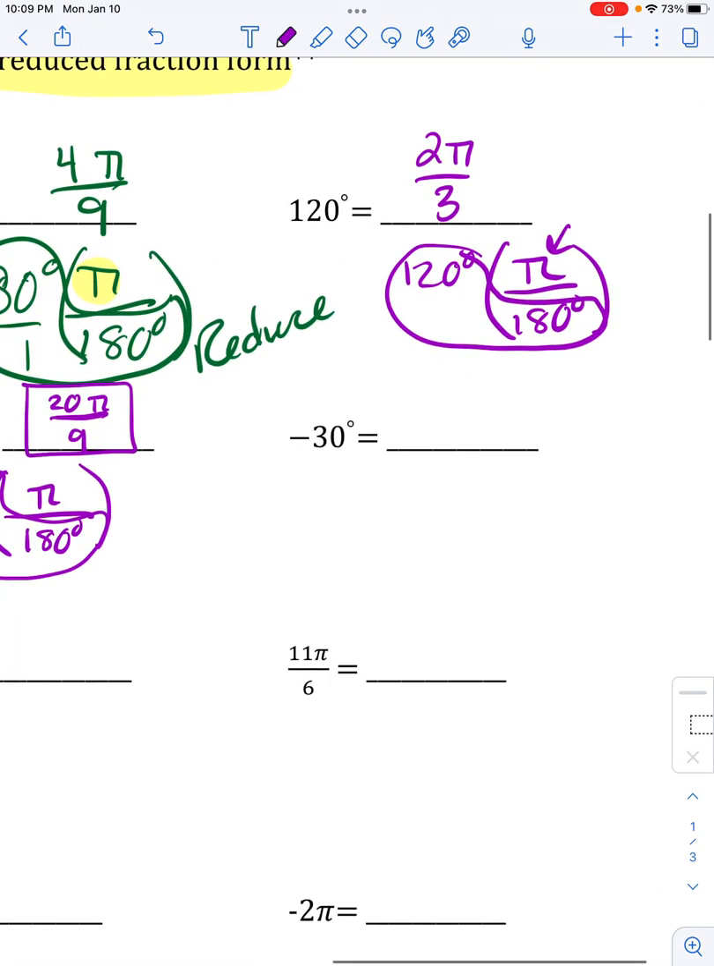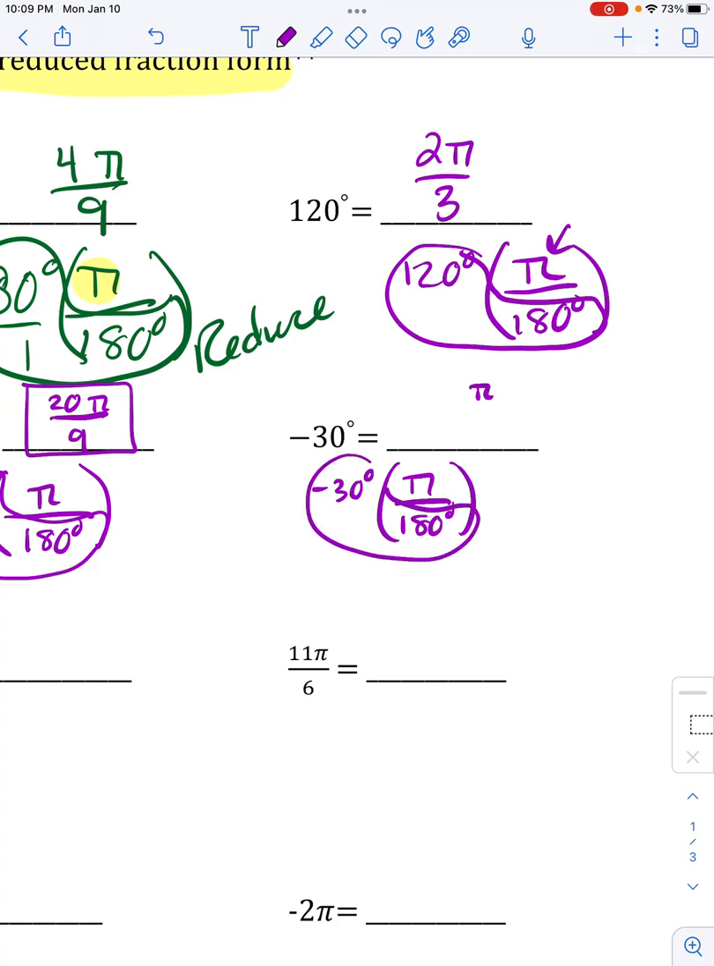Oops, I missed one. Let me do this real quick. This is degrees. I put my degrees on the bottom. The pi is going to stay in my answer. These are going to reduce to negative 1 pi over 6. So you can write the 1 or not, doesn't matter.